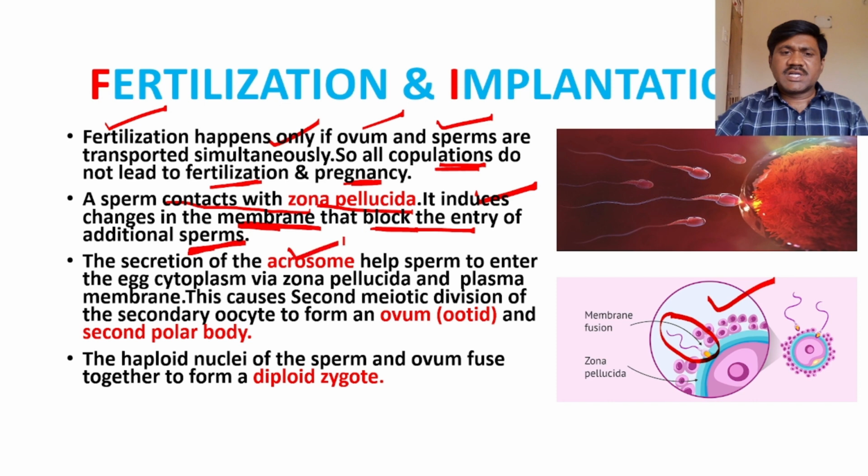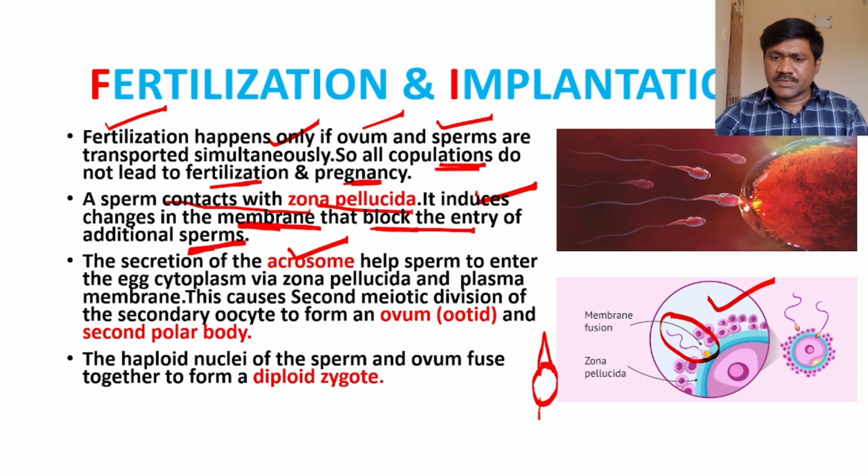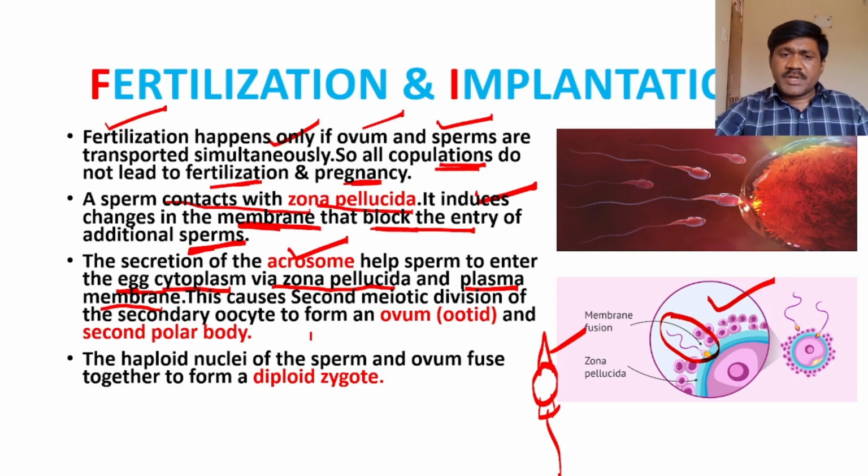Next, the secretion of the acrosome. We know that this is the sperm cell. Over the head, there is a sharp crown-like structure called the acrosome. This acrosome helps the sperm to enter the egg cytoplasm, by penetrating two layers, the zona pellucida and the plasma membrane. So the acrosome helps the sperm cell enter inside the ovum's cytoplasm.